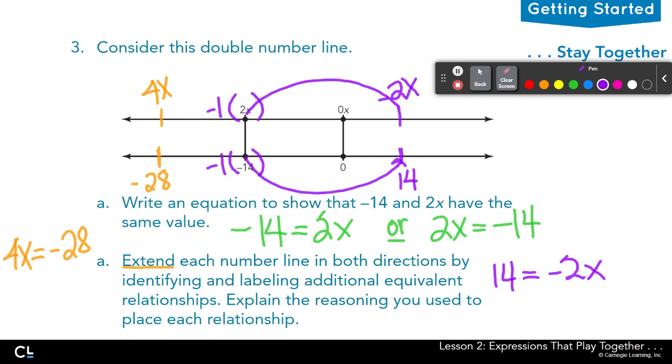For my second extension, again in purple, I multiplied by negative 1. Negative 1 times 2x gives you a negative 2x, and that negative number then causes both terms to reflect over the origin. Negative 14 times another negative number, negative 1, gives you a positive 14. So that equation is 14, positive 14, is equal to negative 2x. Go ahead and compare my notes to yours, and whatever you don't have written down, you can use this time to pause and copy them down now.